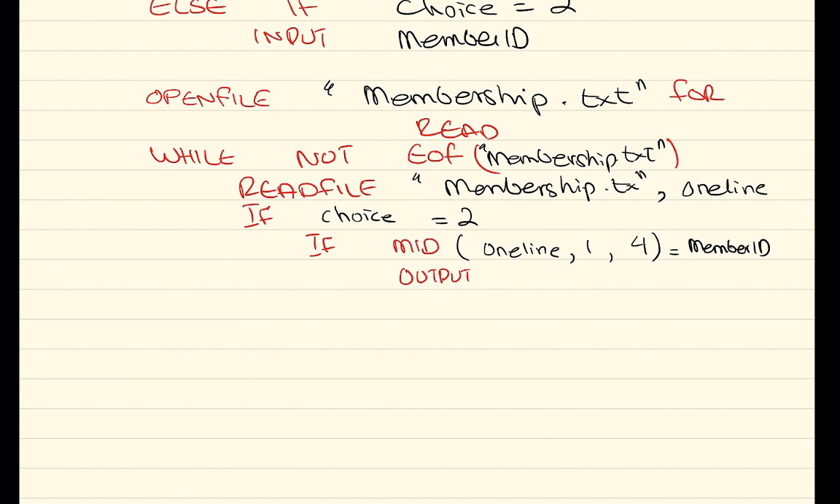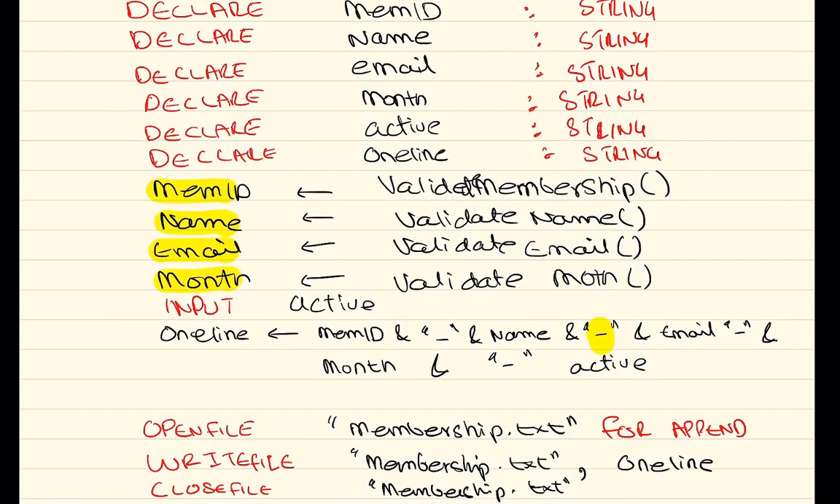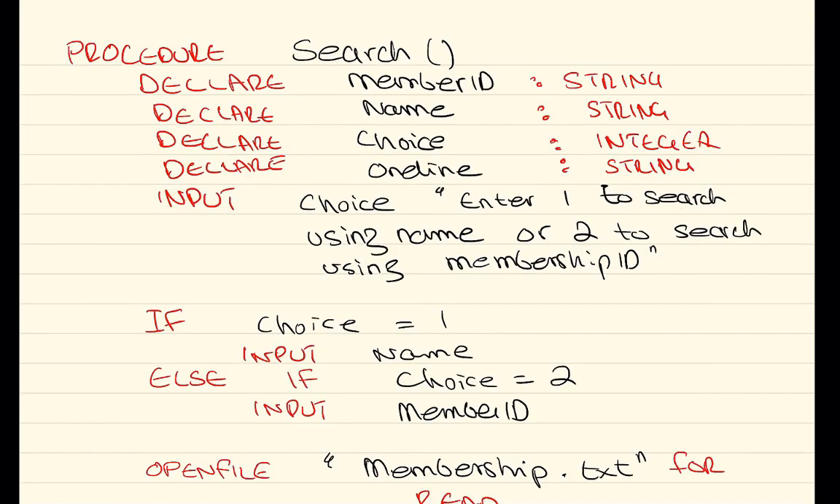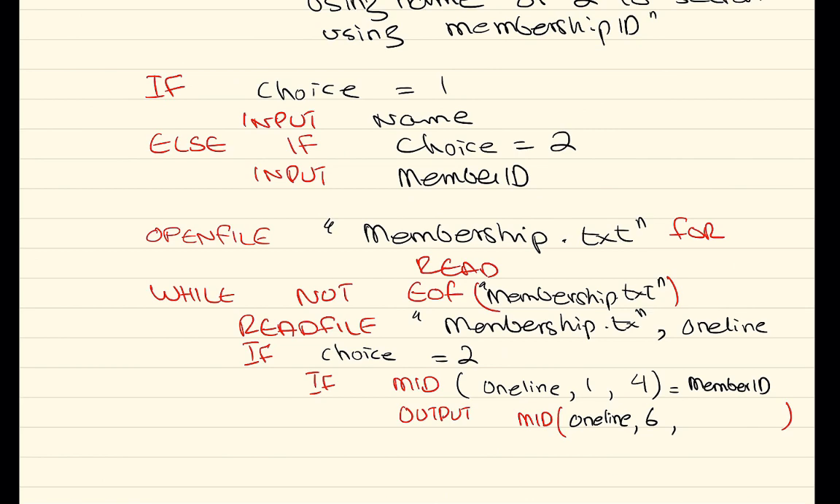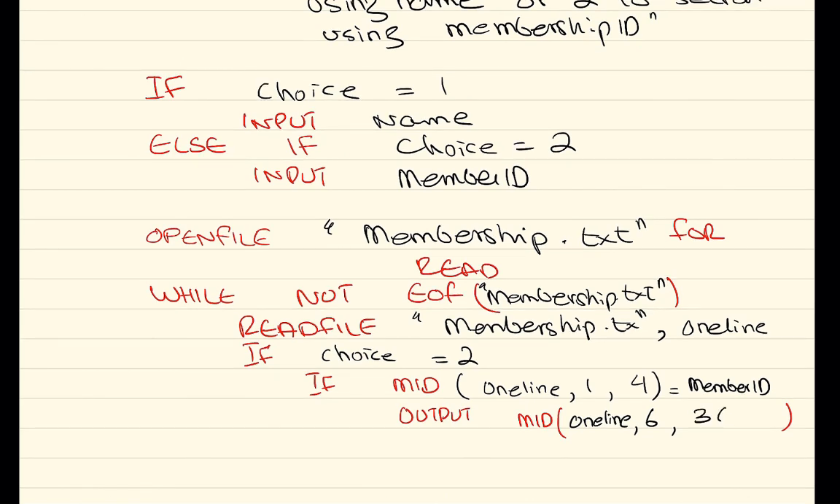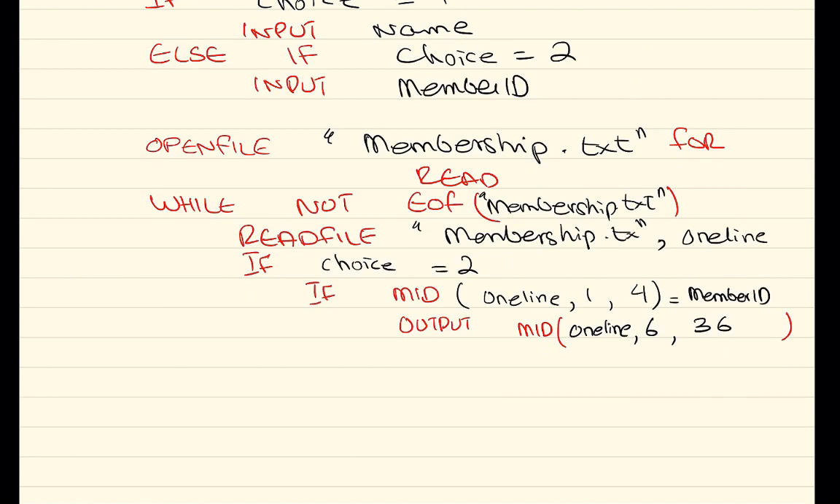So we'll use mid output, mid one line from character number 6, because previously we used dashes in the middle. So 1 to 4 is this, the 5th is this dash, and from the 6th onwards we'll have the name. So 6 to 36 will be our name.